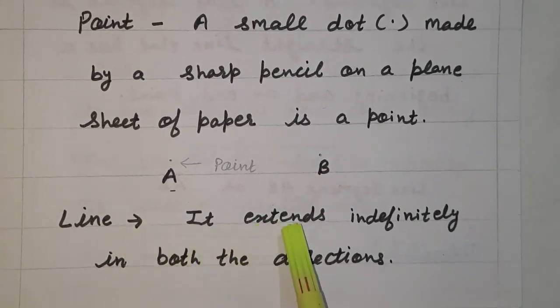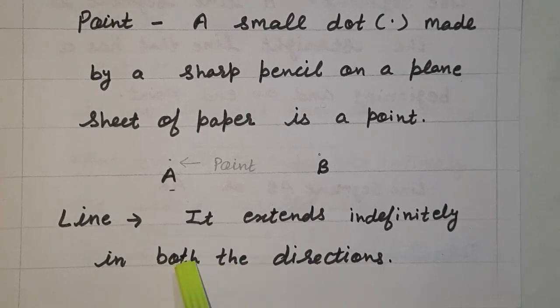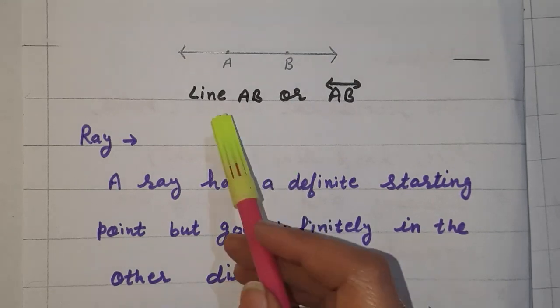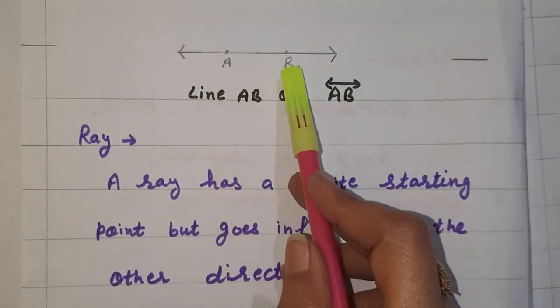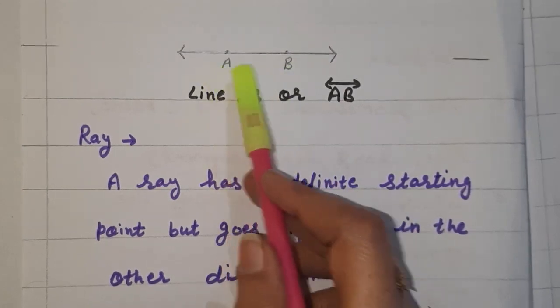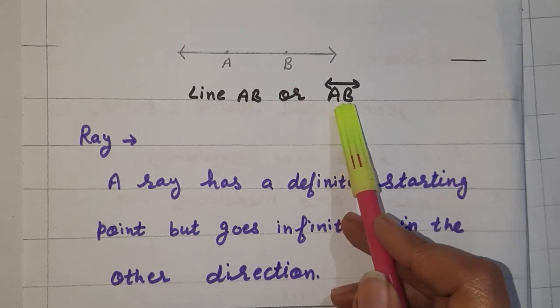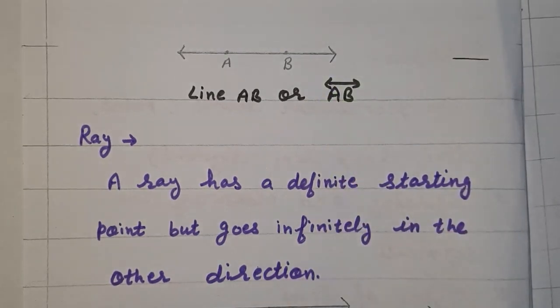A line extends infinitely in both directions and it gives us the idea of straightness. Look here, line AB. The alphabets A and B are making the name. So it is line AB, or it can be written as AB with the symbol of the line.